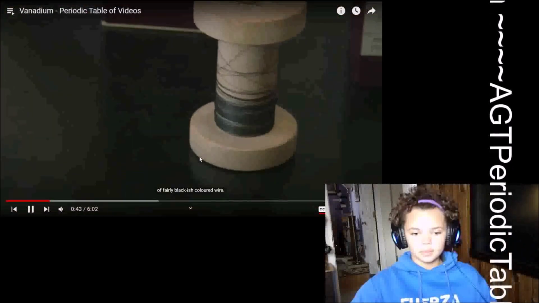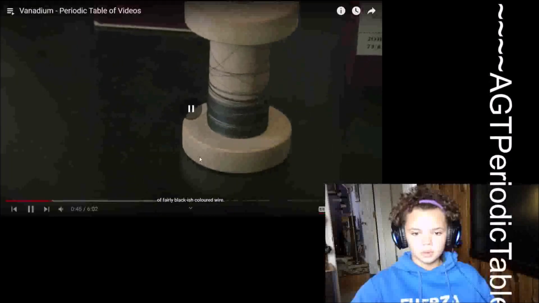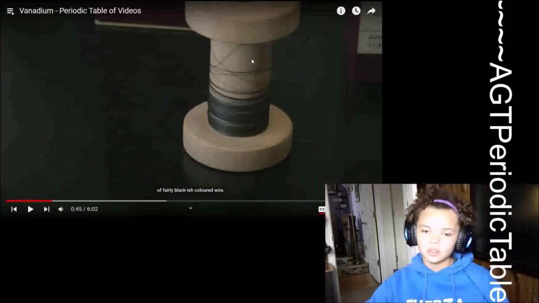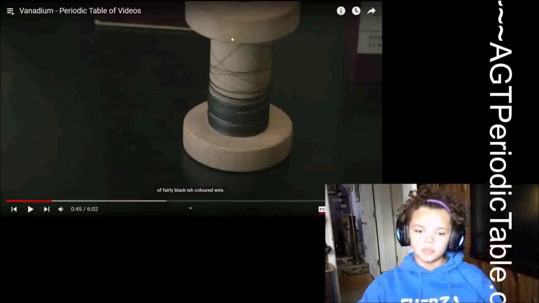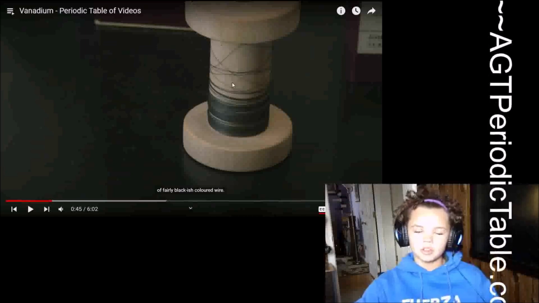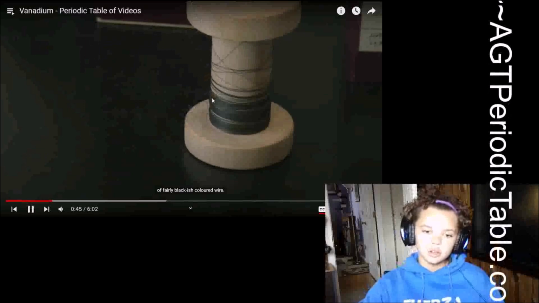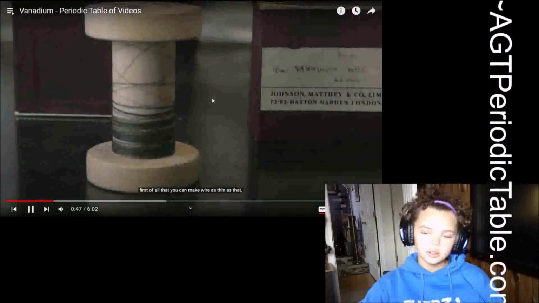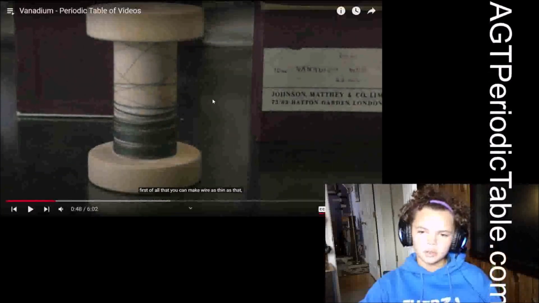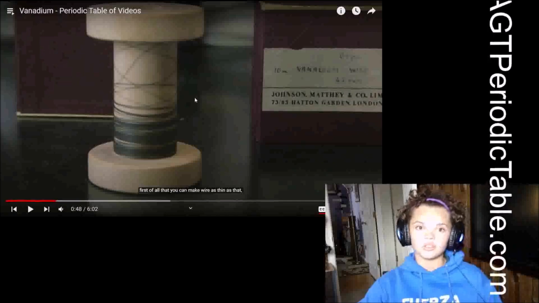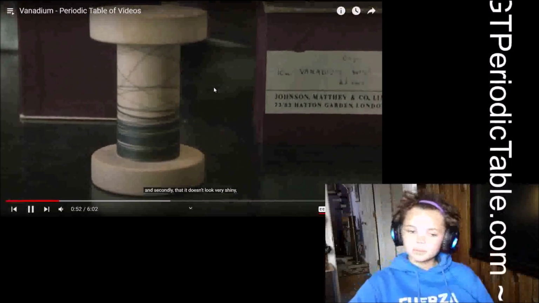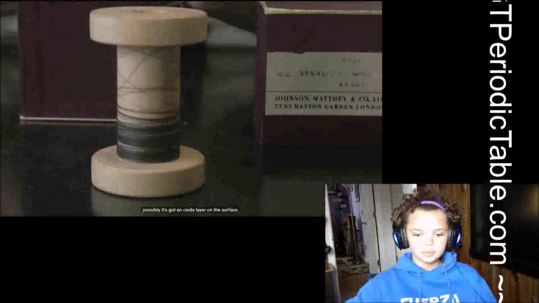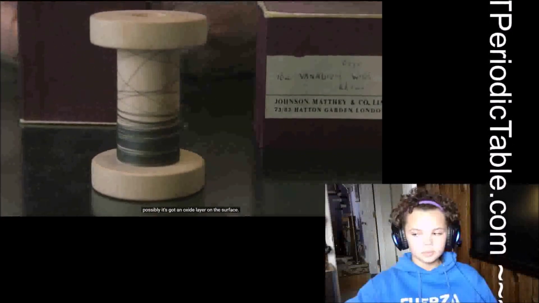And you can see there's a coil of fairly blackish coloured wire. It looks very similar to the titanium from I think two videos ago. There's several things that interest me. First of all, that you can make wire as thin as that. And secondly, that it doesn't look very shiny. Possibly it's got an oxide layer on the surface.